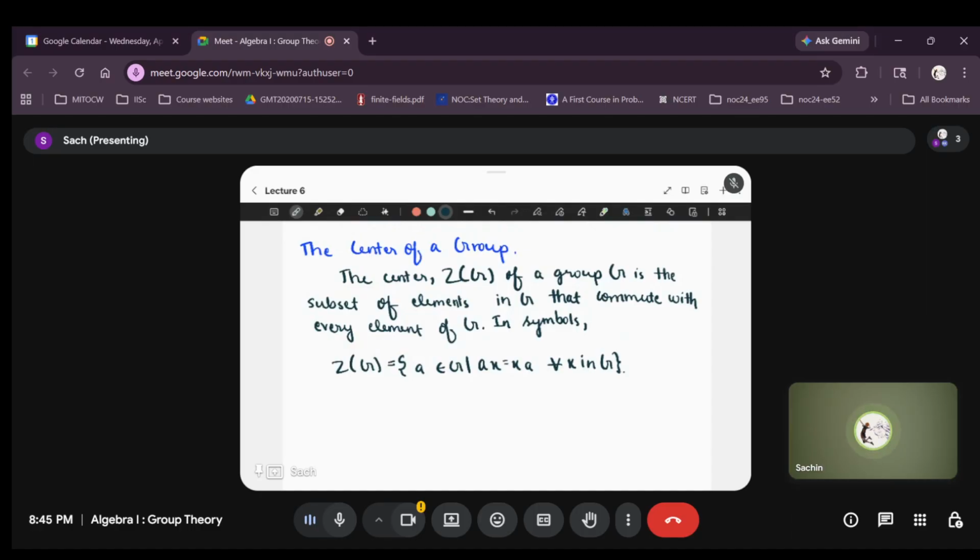We say that two elements commute if AB is equal to BA. 2 plus 3 is 3 plus 2, so 2 and 3 commute. In integers, all elements commute with all other elements. So if you take any integer A and any other integer B, A plus B is equal to B plus A, because it is an abelian group.